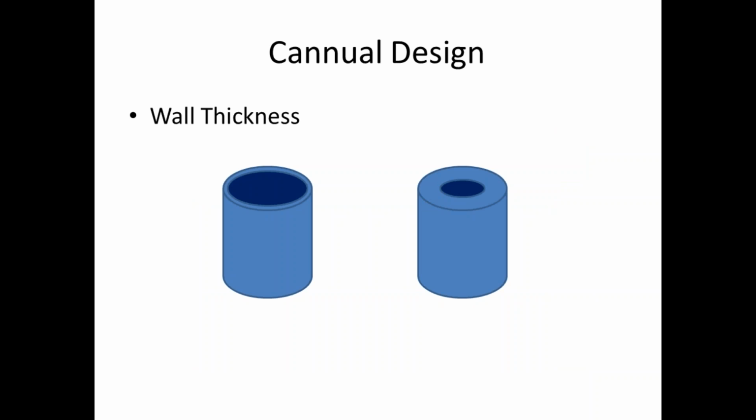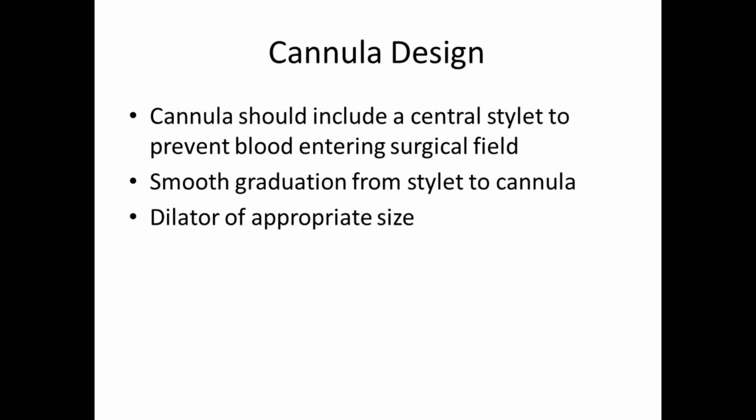Then again, it depends on the design of the cannula and the wall thickness. The cannula should be included in the central space so that the blood does not enter the field if you are doing surgical techniques. Diameter has to be an appropriate size.